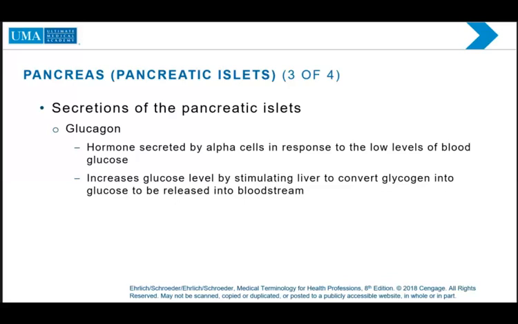Secretions of the pancreatic islets: glucagon, which is a hormone secreted by alpha cells in response to low levels of blood glucose. It also increases glucose level by stimulating the liver to convert glycogen into glucose to be released into your bloodstream.